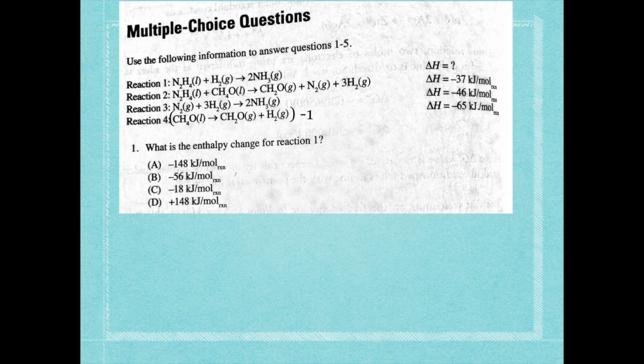If you then add up those 3 reactions, you will get reaction 1. Notice your 3 H2s cancel out. You've now got just one H2 on your reactant side. Therefore, I have reaction 1.